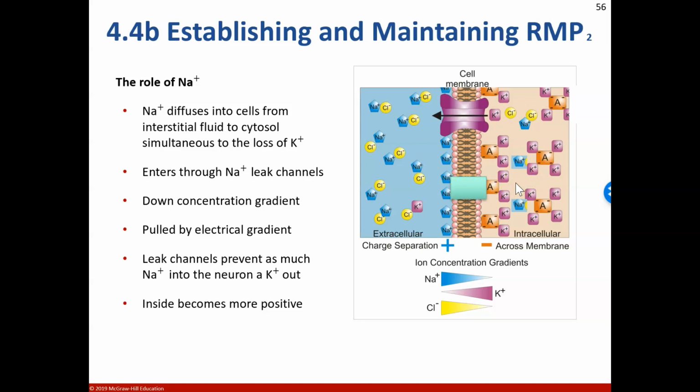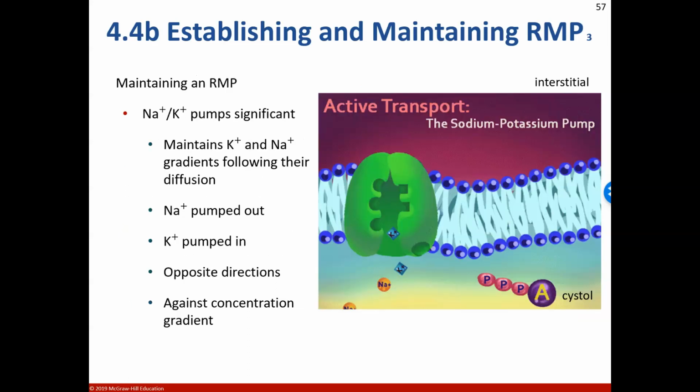Our leakage channels prevent as much sodium from moving into the neuron as potassium would move out. So the inside is going to become more positive as sodium moves in. When we talk about a neuron, we'll eventually talk about how an action potential or a nerve impulse takes place. Essentially, a lot of sodium moves through these channels inside the neuron cell to make the inside very positive. And that's what triggers a nerve impulse.